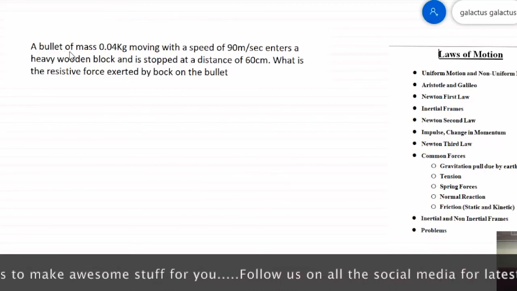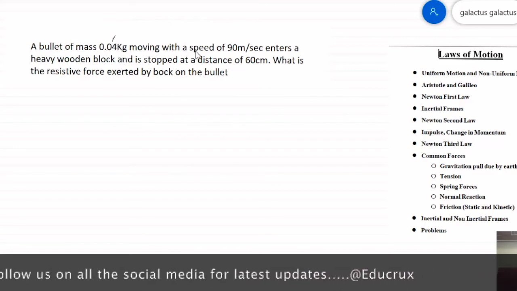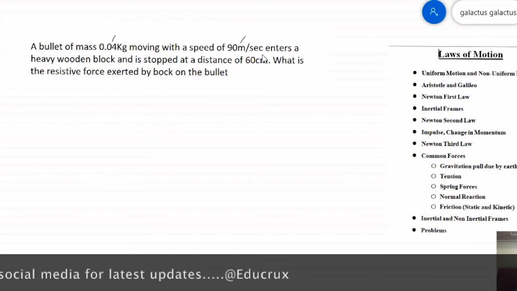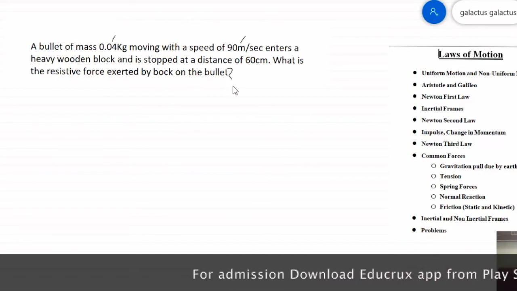Suppose that I have a bullet of mass 0.04 kg moving with a speed of 90 meter per second, and it enters a heavy wooden block and is stopped at a distance of 60 centimeter. We have to calculate what is the resistive force exerted by the block on the bullet.